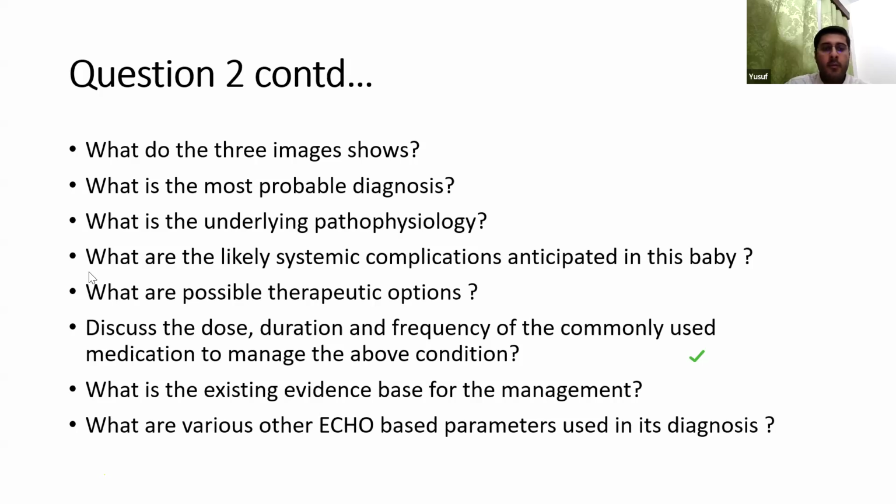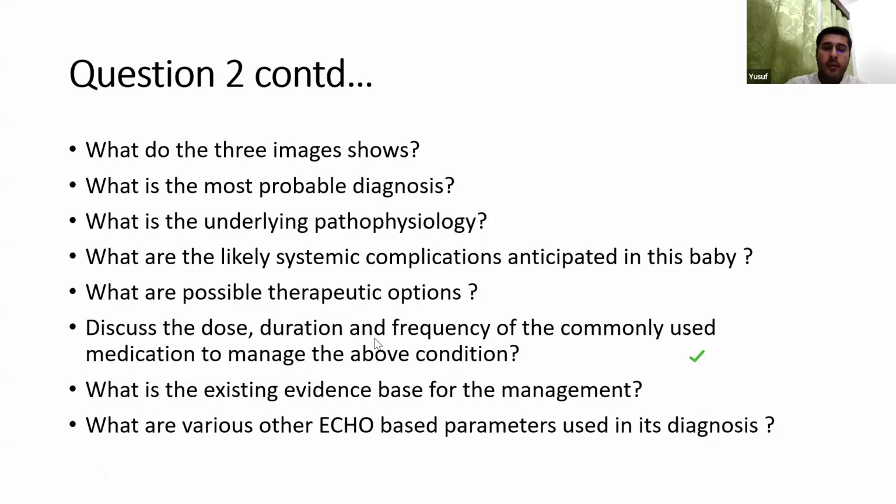Very nice. So what are the likely systemic complications we anticipate in a baby with a hemodynamically significant duct? Hypertension because of systemic hypoperfusion. NEC. Yes, all end organ dysfunction will be there. Yes, correct.